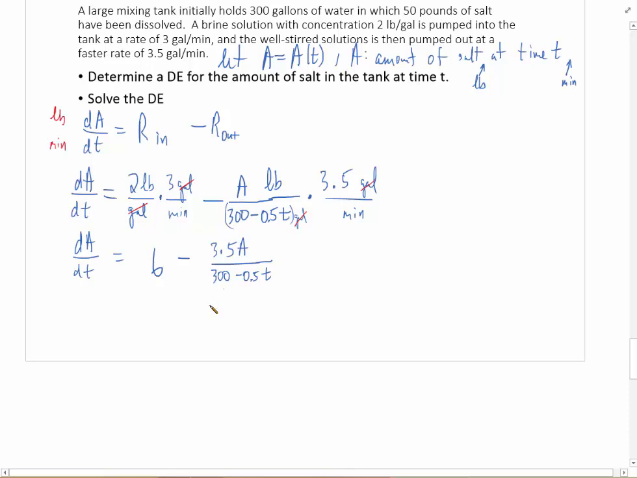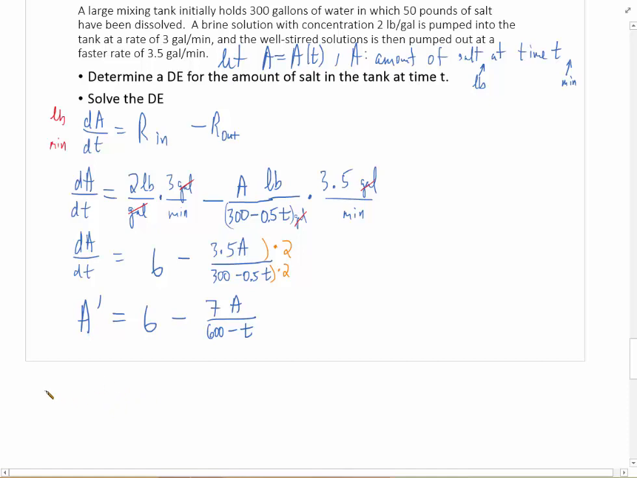Now, I could work with this, but I've got these decimals. I don't want to deal with those decimals. I'm going to multiply just this second fraction by 2 over 2. I'm multiplying by 1, but that simplifies things a little bit. That gets rid of all of those decimals. It just makes life a little bit easier. So let's see, I have A prime is equal to 6 minus 7A over 600 minus t. And I switched out that dA/dt with an A prime.